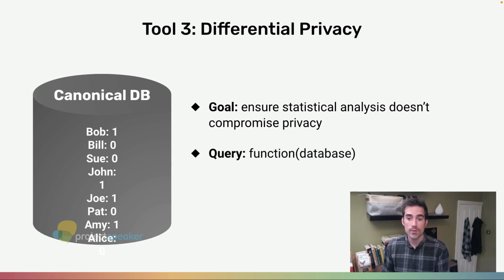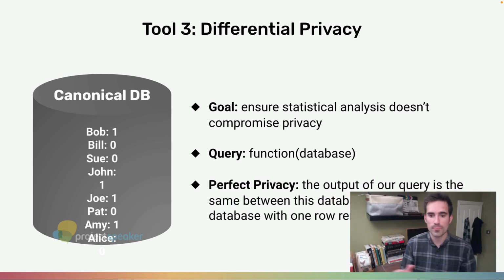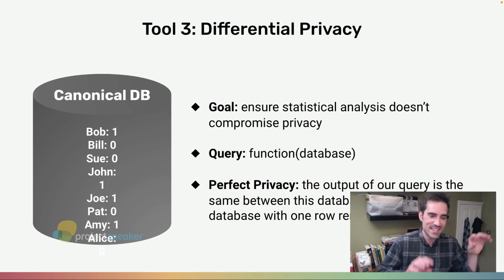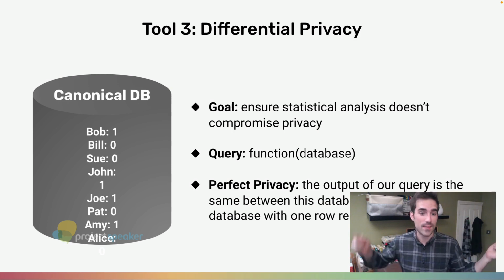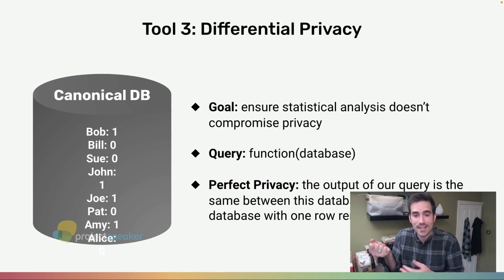So if I'm querying a database, right, the intuitive definition of perfect privacy is one where the output of my query is exactly identical between this full database and the same database with one row removed or replaced. Or put another way, if I query this database and I get an answer, and then I remove Bob's data from this database, and then I query the database again, well, if the output of this query doesn't change, then it wasn't really dependent on Bob's information, right? It doesn't really matter if Bob's there or Bob's not. I'm clearly not leaking any information about Bob because it's not changing the answer, right?